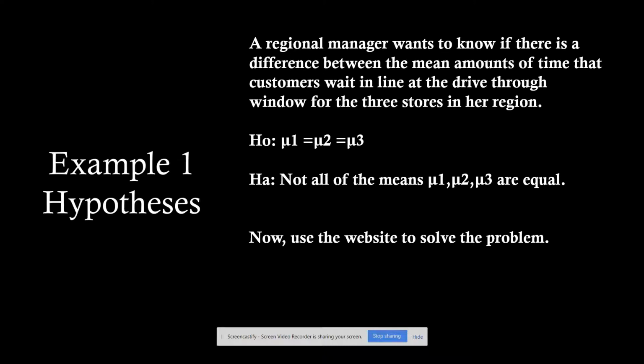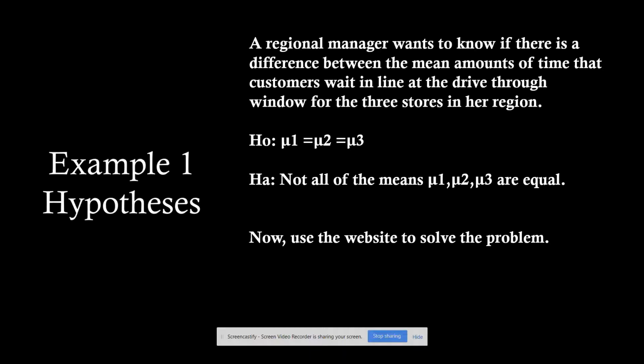So before I begin, I need to know my hypotheses. So for my null, the mean of store 1 equals the mean of store 2 equals the mean of store 3. Basically what I'm saying is the average wait time for store 1 is going to equal the average wait time of store 2 equals the average wait time of store 3. My alternative is that not all of the means for store 1, 2, and 3 are equal.